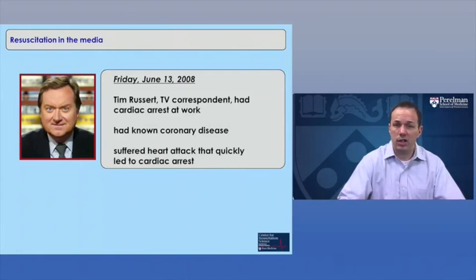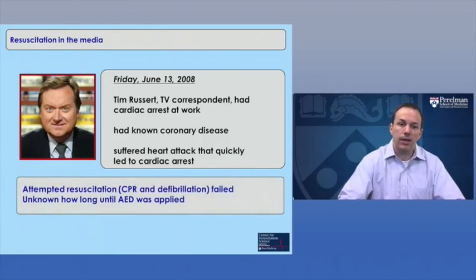In his case, he actually had a heart attack, a myocardial infarction, that quickly led to cardiac arrest. So this is one of the reasons for confusion with terminology. Sometimes heart attacks can lead to cardiac arrest, and in his case, he had both. He had an attempted resuscitation with CPR and defibrillation, but this attempted resuscitation failed, and we don't really know how long it took to get resuscitation care to him or how long it was to get an AED applied, and we worry very much about these things for people in the public.